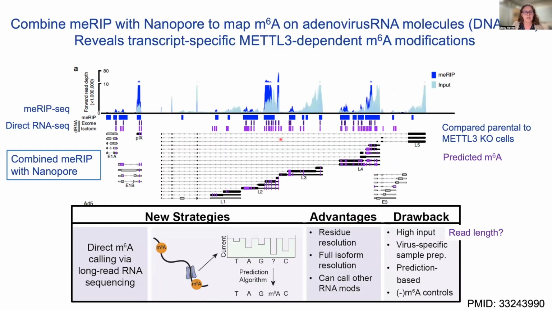And then the second to last slide I have here is that a number of groups, including ones we've collaborated with here, Matt Weitzman at Penn, have combined things like MeRIP with a nanopore-based approach to map M6A. This is on adenovirus RNA molecules. So adenovirus is a DNA virus. We had a parental cell and a METTL3 knockout cell that we infected. We did MeRIP-seq to identify where the peaks were, and then did direct RNA-seq to get the different RNA isoforms. And when you compared your wild type to the METTL3 knockout, you could look for current changes that would be predicted M6A.